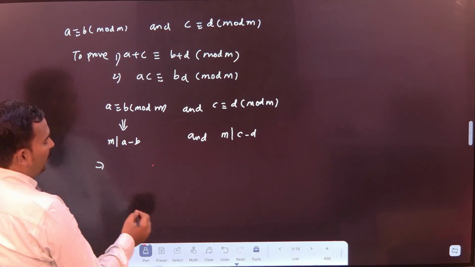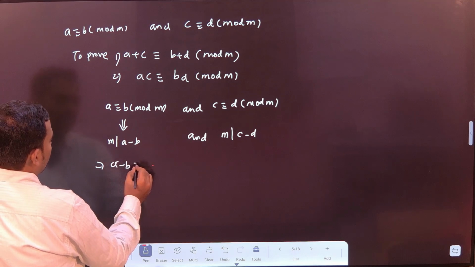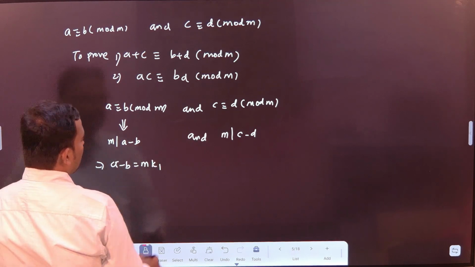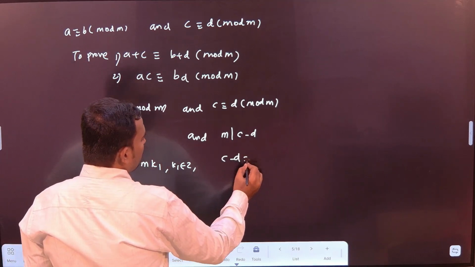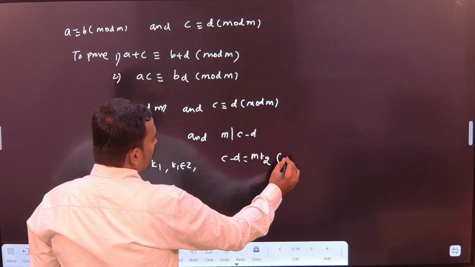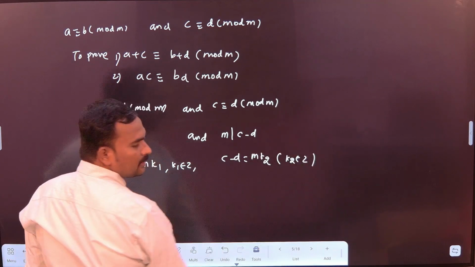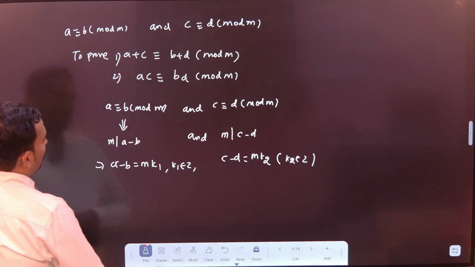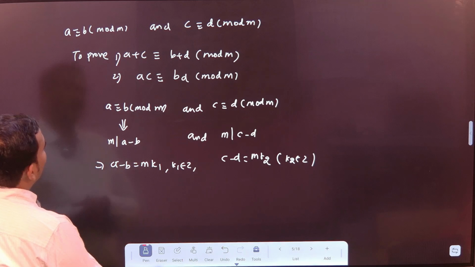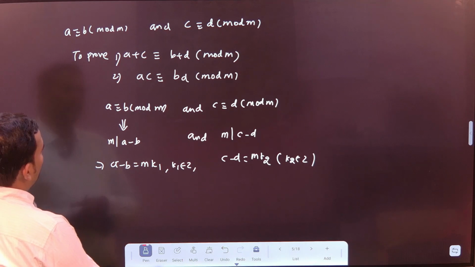M divides A minus B, so A minus B is equal to M times K1, where K1 belongs to the integers. In the same way, C minus D is equal to M times some K2, where K2 belongs to the integers. The same idea, right? We already discussed this. From this, how can you say that A plus C is congruent to B plus D?